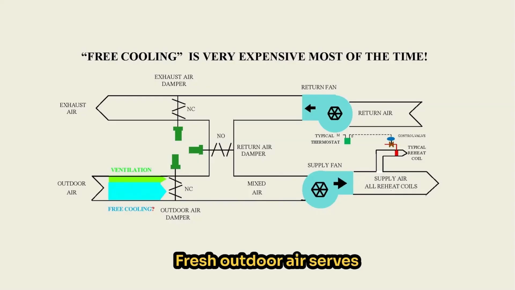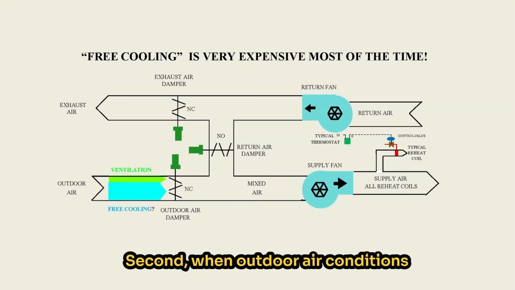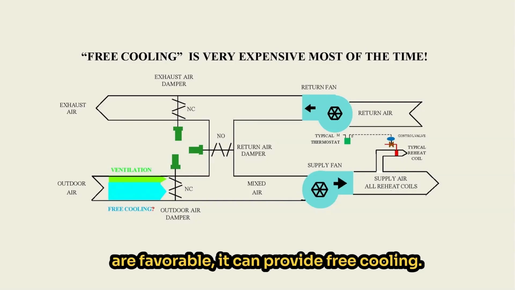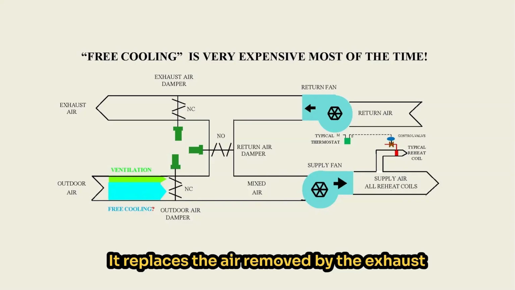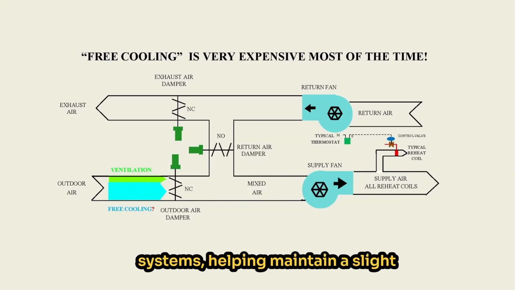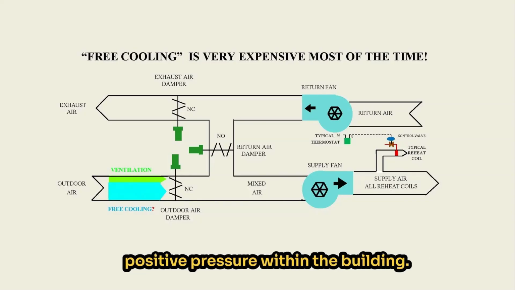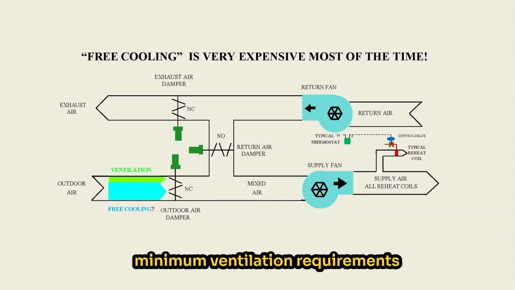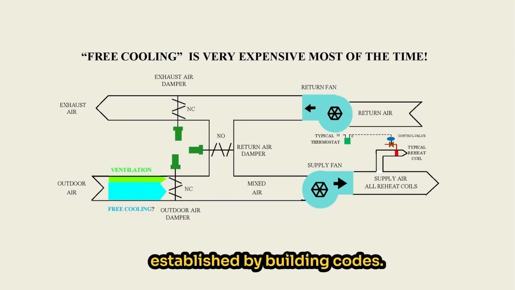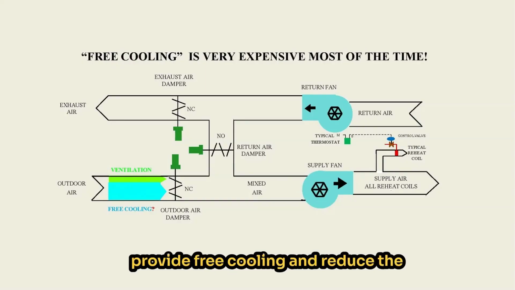Fresh outdoor air serves 2 primary purposes. First, it provides ventilation. Second, when outdoor air conditions are favorable, it can provide free cooling. Ventilation itself performs 3 important functions. It replaces the air removed by the exhaust system, helping maintain a slight positive pressure within the building. It assures compliance with minimum ventilation requirements established by building code. During cooler weather, it can provide free cooling and reduce the need for mechanical refrigeration.